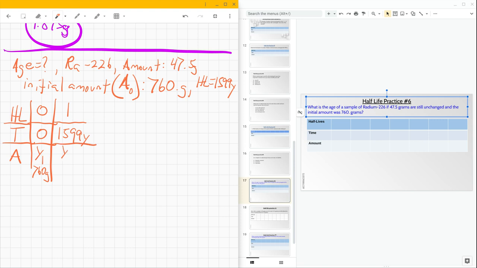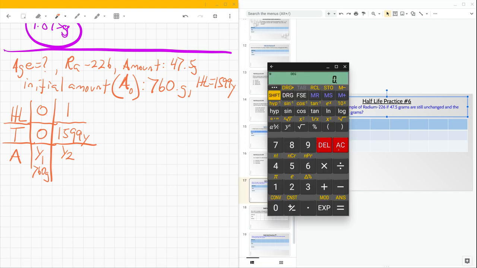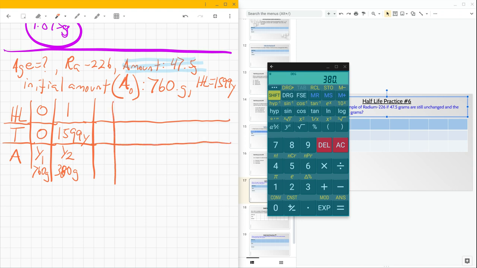And we know that the fraction left will be half of the original amount, which is, let's pull up the calc. So 760 divided by 2. That's 380 grams, which is half of the original amount. But they said the amount remaining is 47.5 grams. So we need to keep going until we hit 47.5. You know what that means? That you don't have to fill in every single slot here. Watch this. We could go a little bit faster.